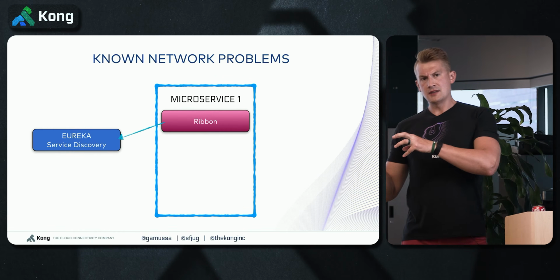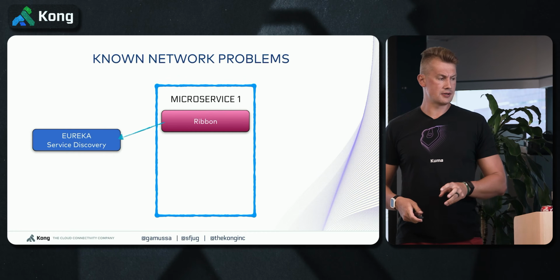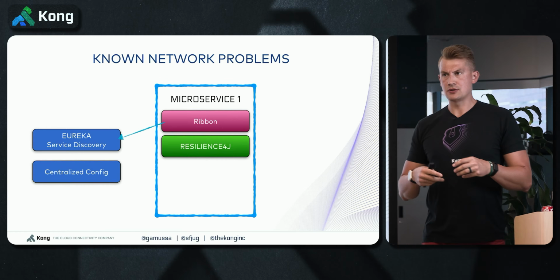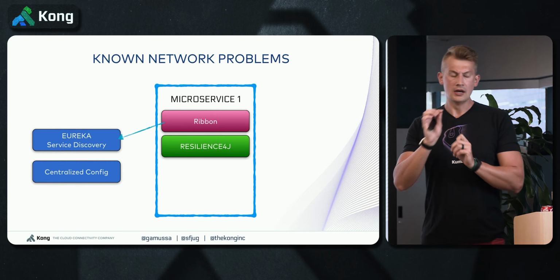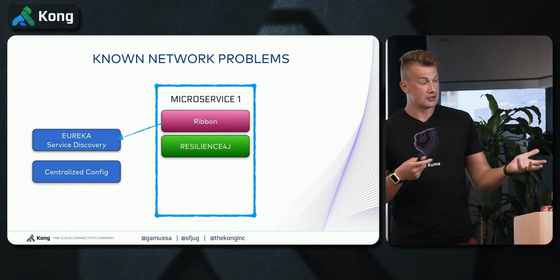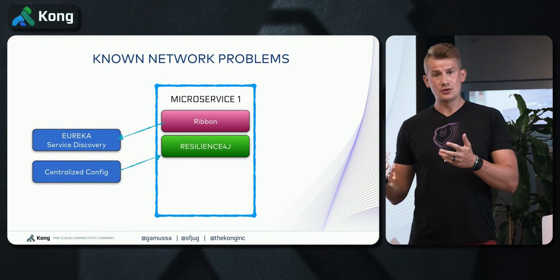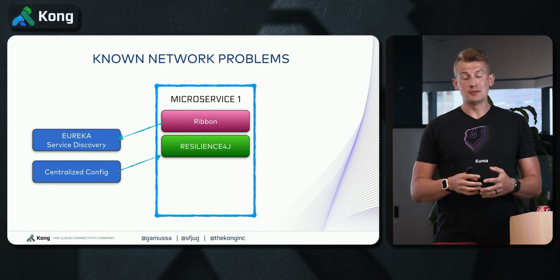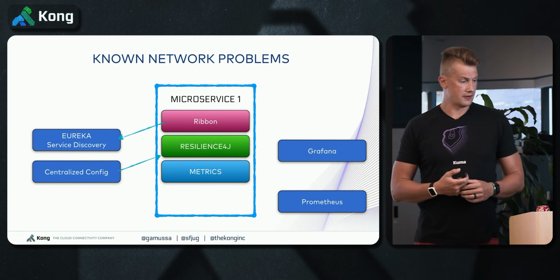Ribbon is the client-side technology that needs to connect to Eureka, which is a discovery service that allows you to get access to the system. Then Resilience4J allows you to build fallbacks and circuit breakers into your application code, handling all these situations in how you deal with the services. Again, Resilience4J needs to bring some centralized configuration into the system so it understands how to communicate with other things.